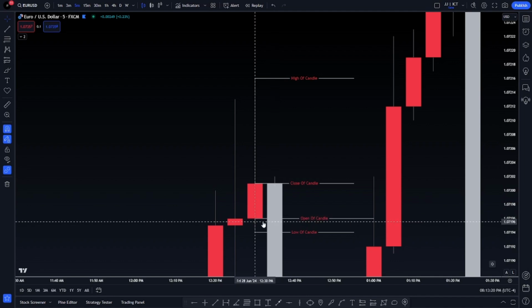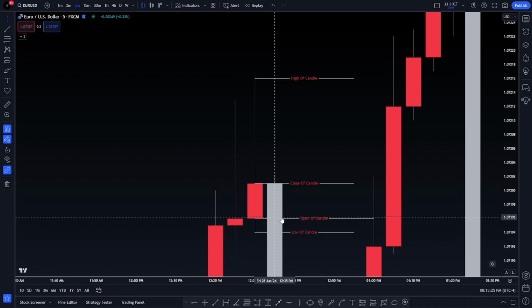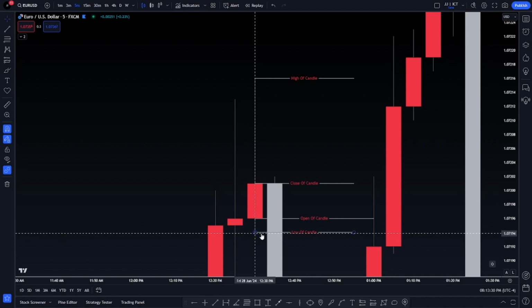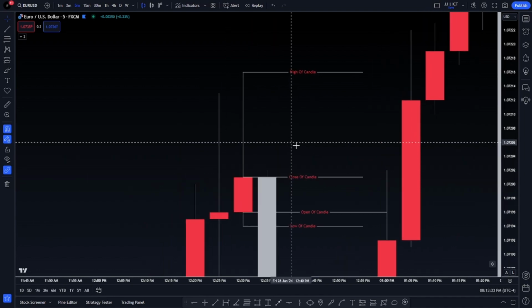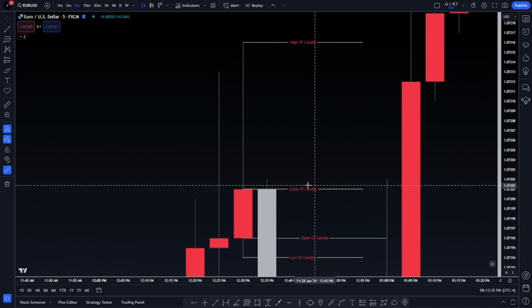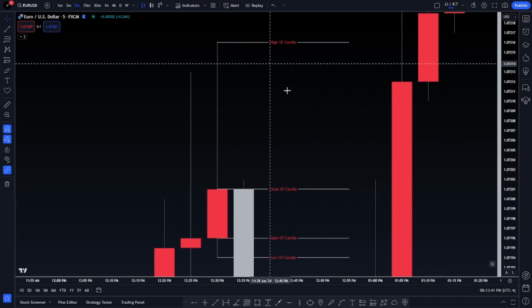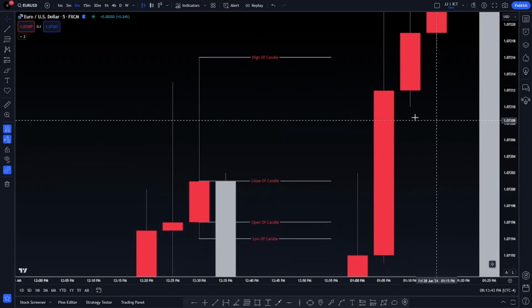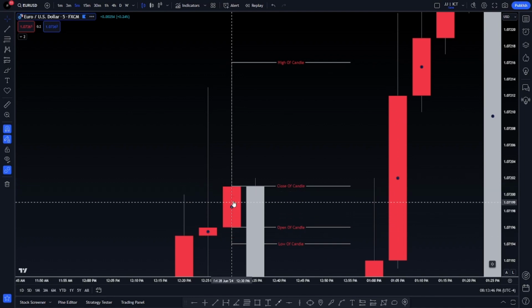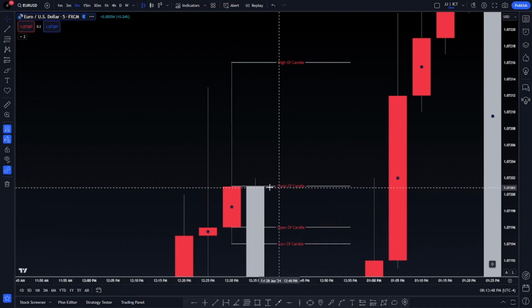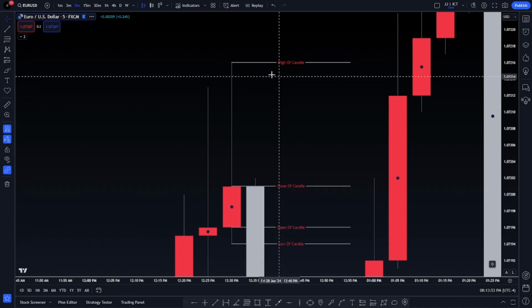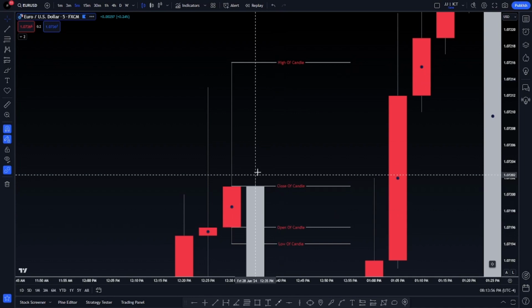The opening is right here, because the close is above the opening for a bullish candle, and for a bearish candle, the close is below the opening. And this is the low of the candle, or the lowest point of that candle before the candle closed. And the closing price is right here. So this is your anatomy right here. The thick part is the body, and what forms the body is the close and the open. The close and the open form the body, and the low and high form the wicks.